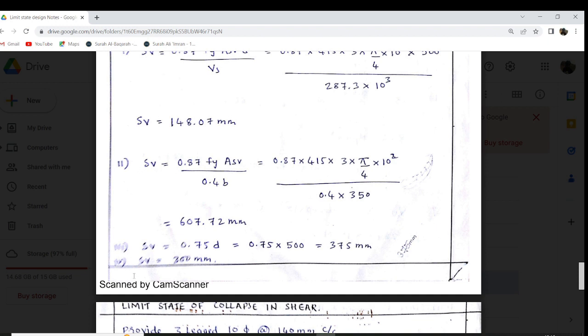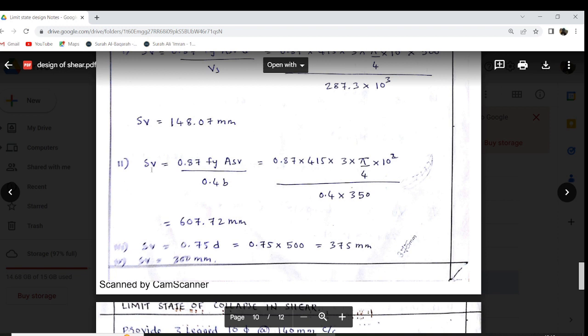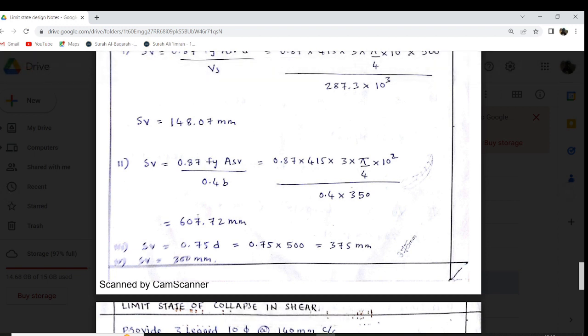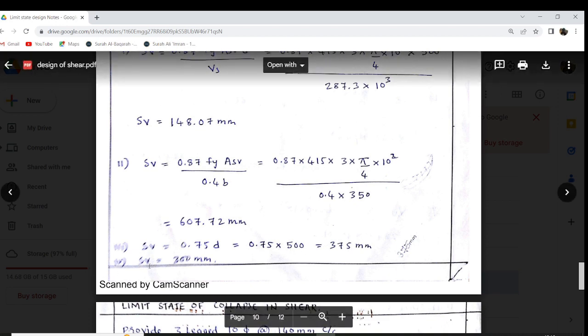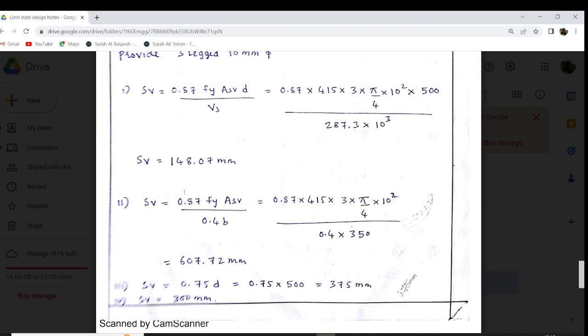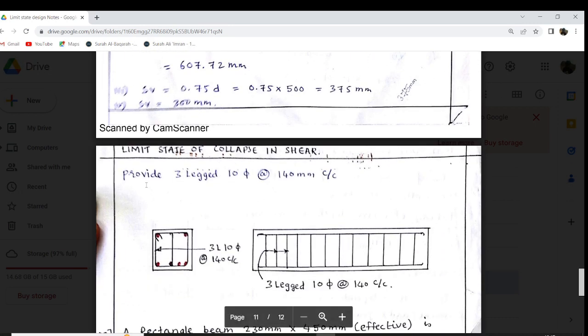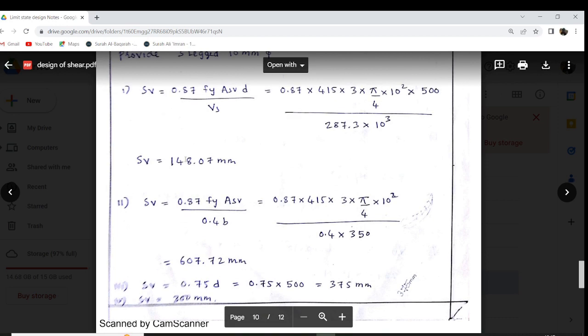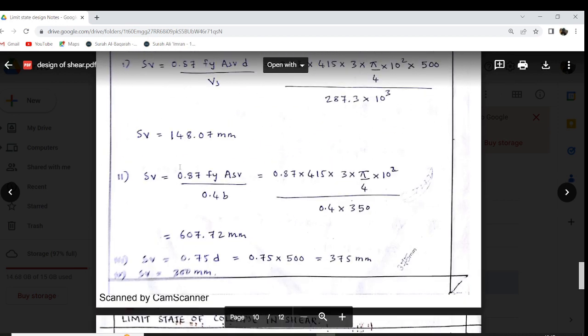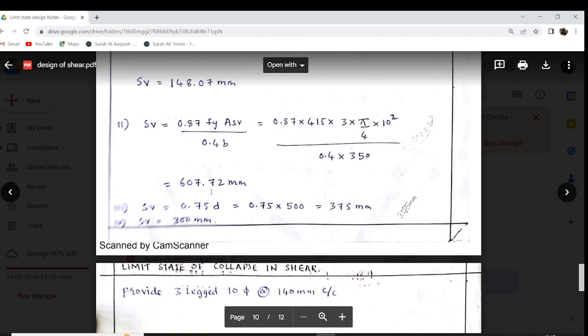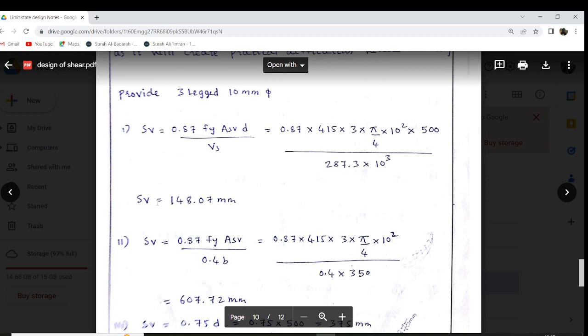So there are other formulas also. Formula number 2, 3, 4. By using formula number 2, the spacing is 607. Formula number 3 gives you 375. Formula number 4 is simply 300. The lesser value is 148.07. So what we have to do, provide 3-legged 10 bar at the rate 140 center to center. The spacing should not be greater than this, because this is the required spacing.